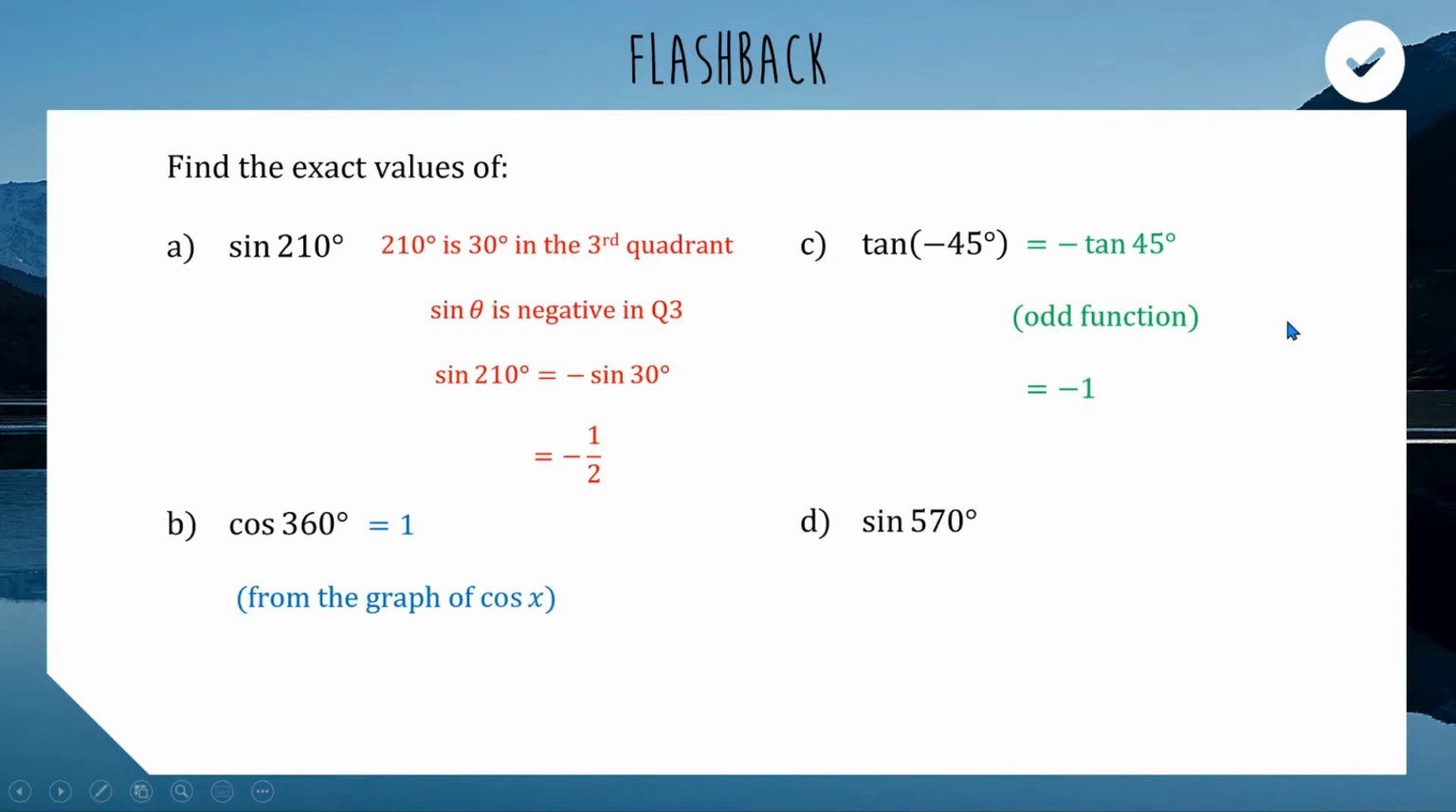Okay, question D, we've got sine 570. So we said that because sine, cos, and tan repeat every 360 degrees, when you have an angle above 360, all you've got to do is take it back one loop by subtracting 360. So 570 take away 360 is equal to 210. This tells us that sine 570 is the same thing as sine 210. Which is good because we figured out sine 210 in question A. It's equal to minus 1/2, so we've already got our answer.